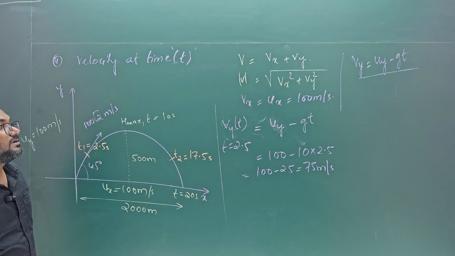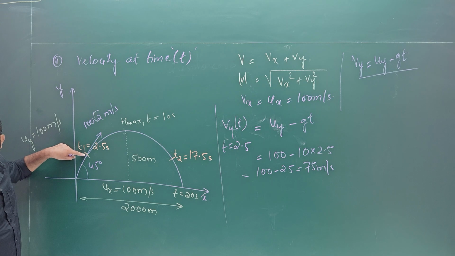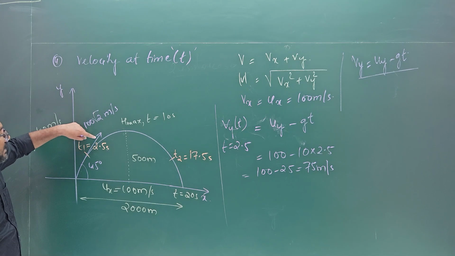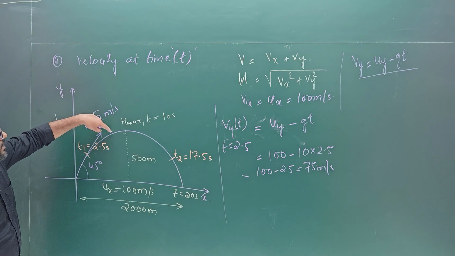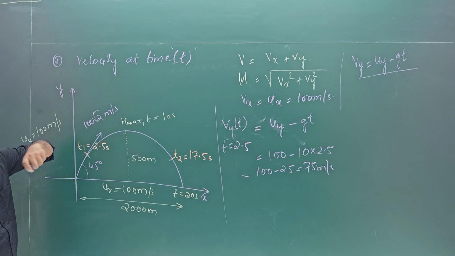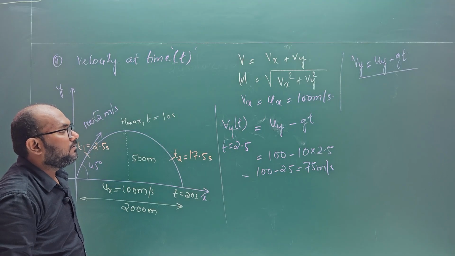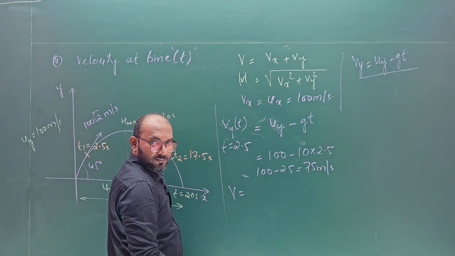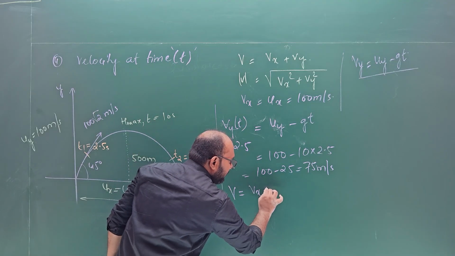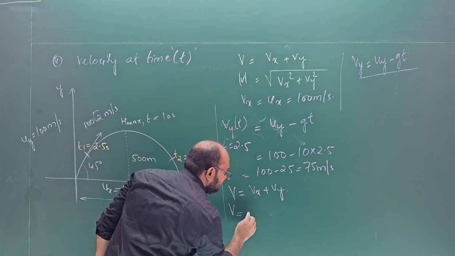So what is the velocity at 2.5 seconds? Can I say over here it is 75 meter per second? Yes or no? Definitely after 5 seconds it will become 50. Yes, 100%. So over here 25, over here 0. This is how the velocity is decreasing. Now, if I want to write this in vector form, then I will write velocity is nothing but Vx plus Vy. So velocity is nothing but Vx, that is what?